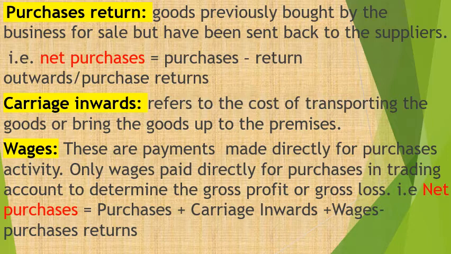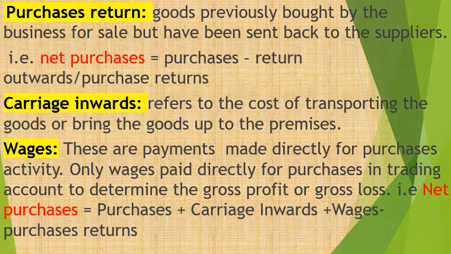Then another item that you need to know is wages. And we're saying these are payments made directly for purchases activity. Only wages paid directly for purchases are recorded in a trading account to determine the gross profit or gross loss. That is, we shall get our net purchases, which is equal to the purchases plus the carriage inwards plus the wages minus the purchases returns.